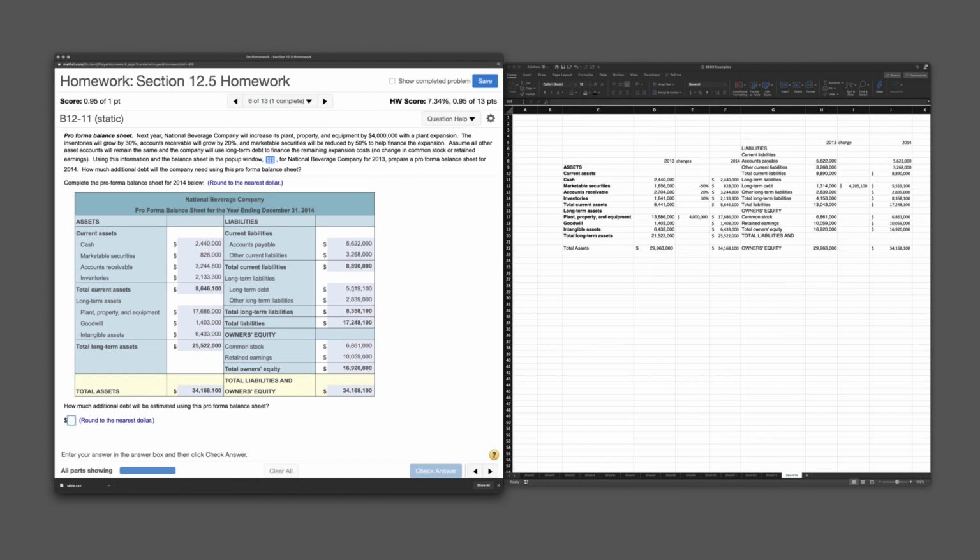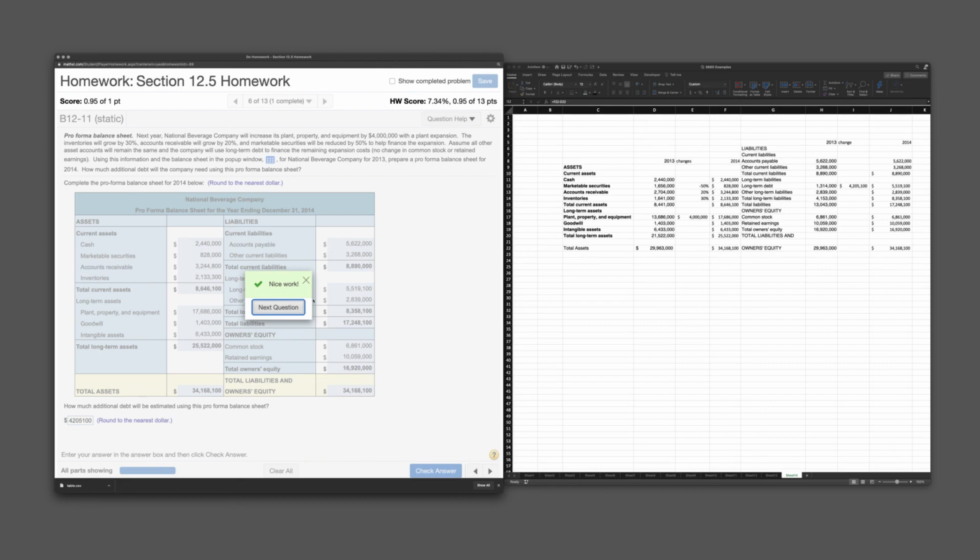Excellent. And finally, the last question, they want to know, what is the additional debt? Well, we've kind of answered that, right? So the additional debt was that change. So we have to account for those new equipment and property, and we're going to do that by financing with that additional debt. Okay, so remember, they're asking for the additional debt. They're not asking for the total debt. Let's hope we get the right answer here.